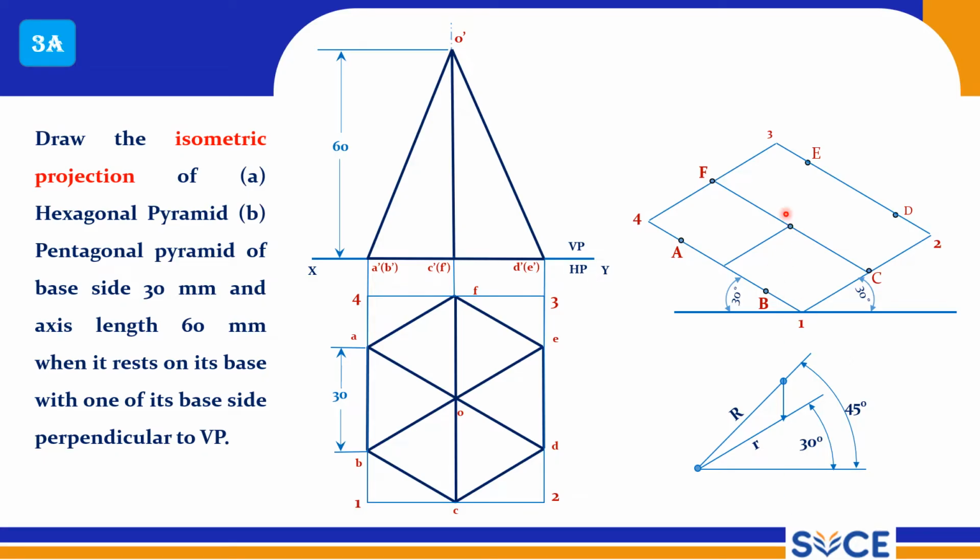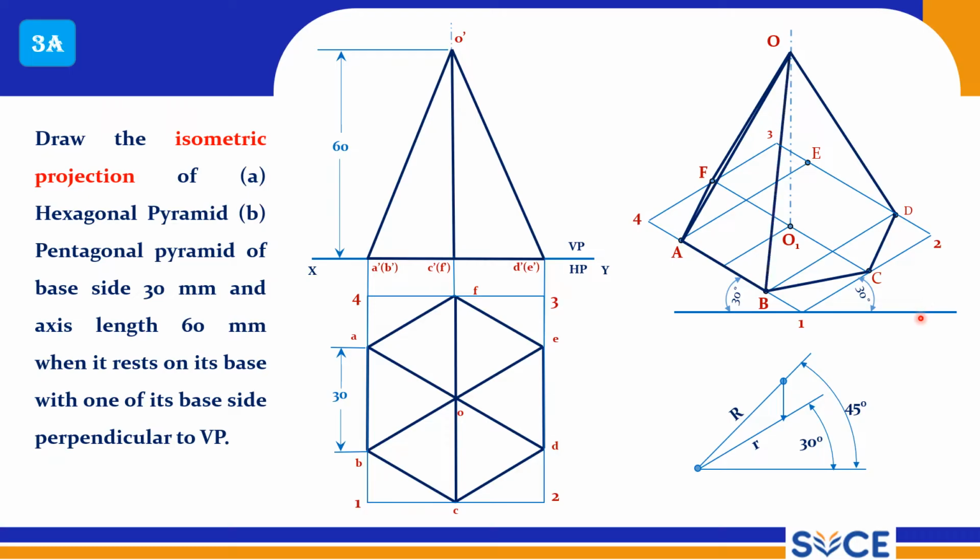Now this is the center. From here you can measure the height, right? So you can draw the outermost points connected. Now O to A should be connected, and O to B should be connected, and O to C should be connected. O to E no need to connect. You can leave it as it is, right? So this is the isometric projection of the hexagonal pyramid.